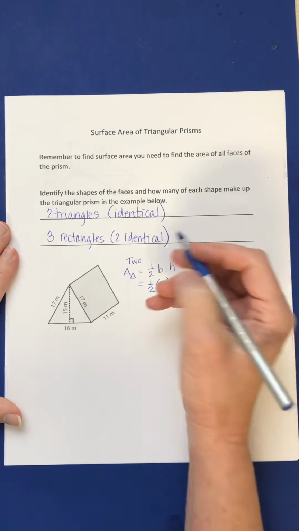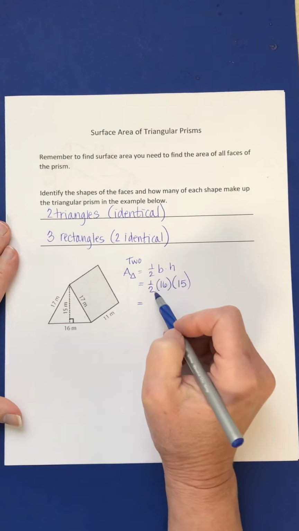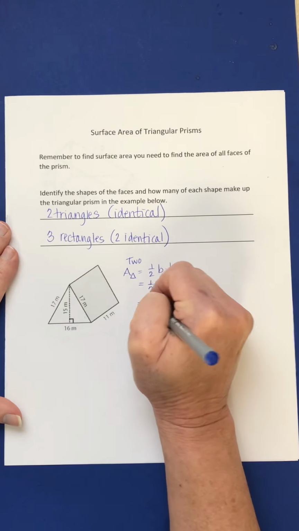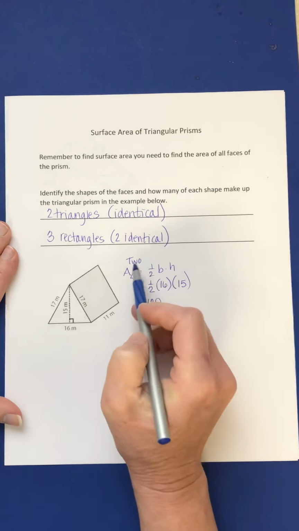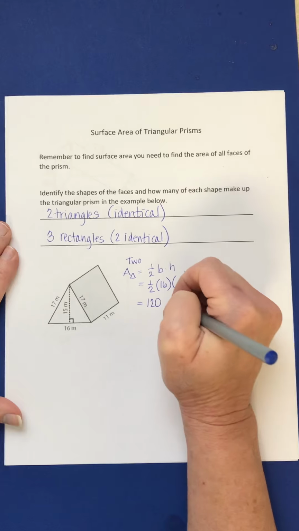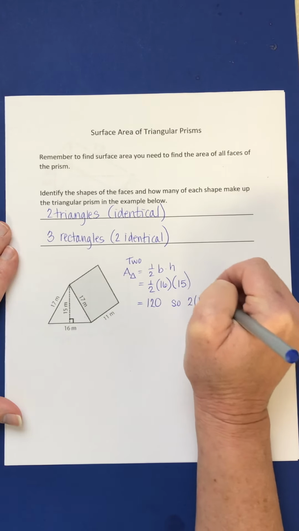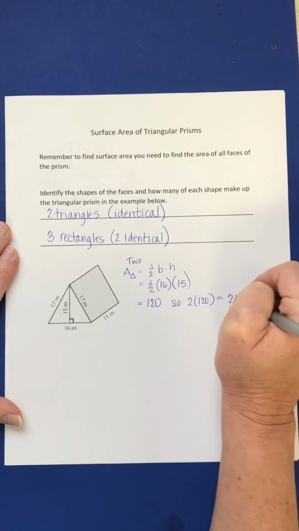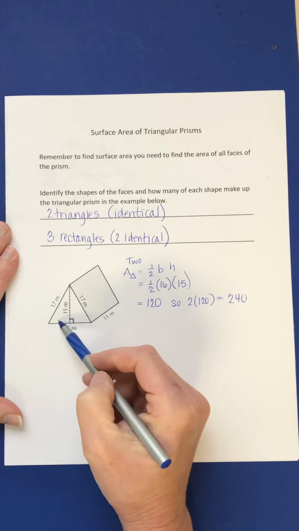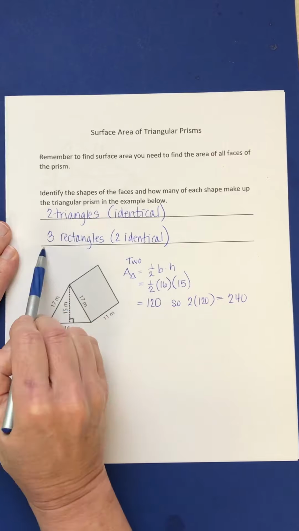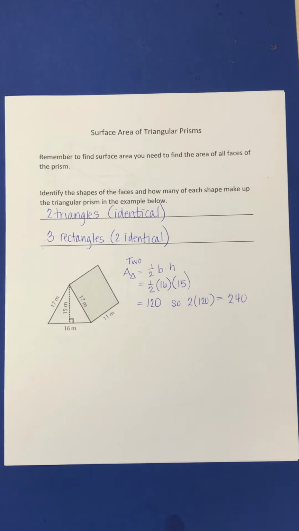If I multiply that together, that's going to give me 120 if you put that in your calculator. But remember, we had two of them. So that's going to give us 2 times 120, which gives us 240 for those two faces. And we should have 5 faces altogether, right? Because we said there were 2 triangles and 3 rectangles.